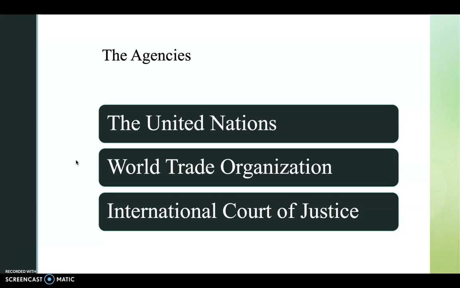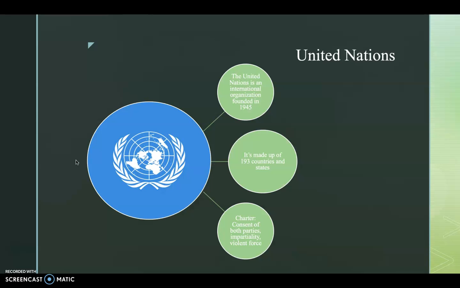For example, countries like South Sudan, Liberia, and Mozambique are some of the poorest nations in the world. Therefore, they get a lot of help from these agencies. The United Nations is an international organization founded in 1945. It's made up of 193 countries and states. Some big names would include China, Russia, and the United Kingdom. All these countries follow the charter that was made by the organization.